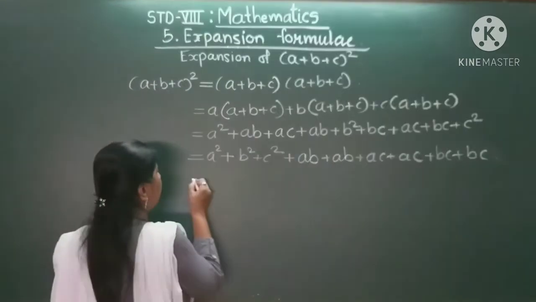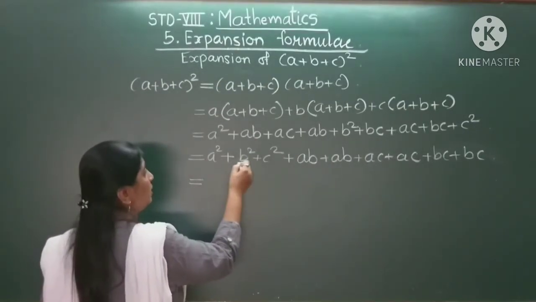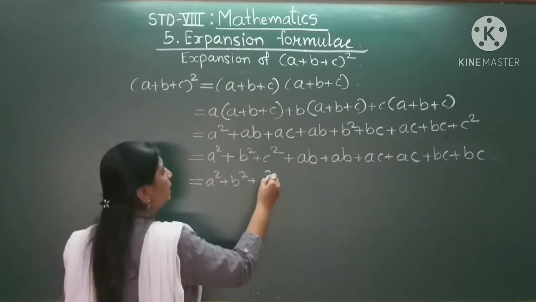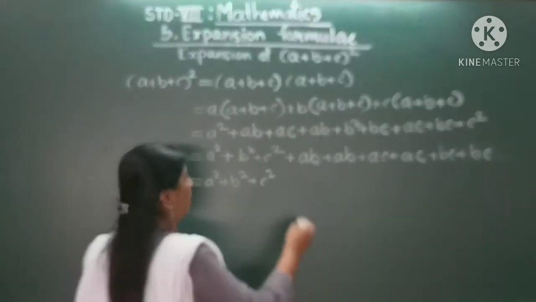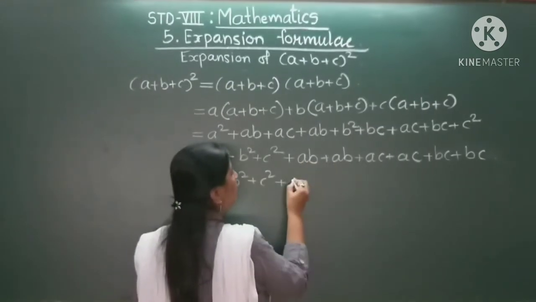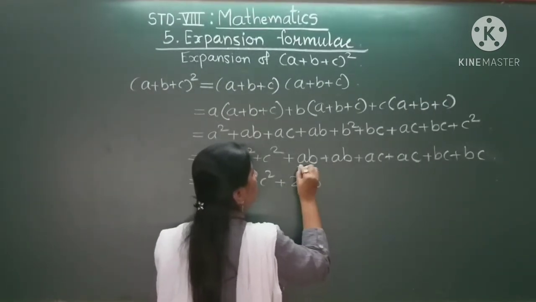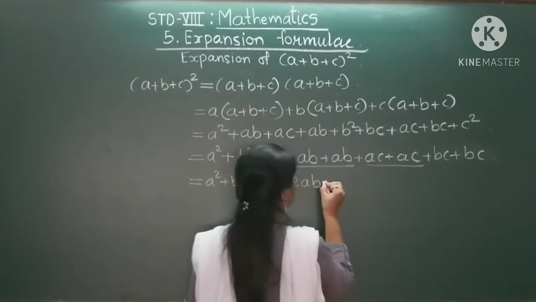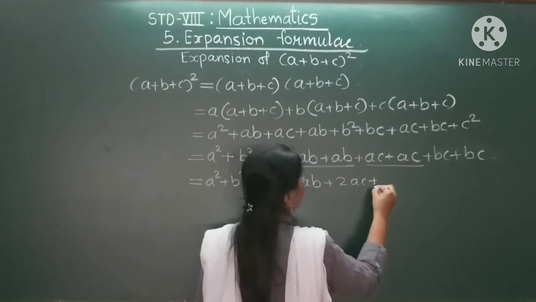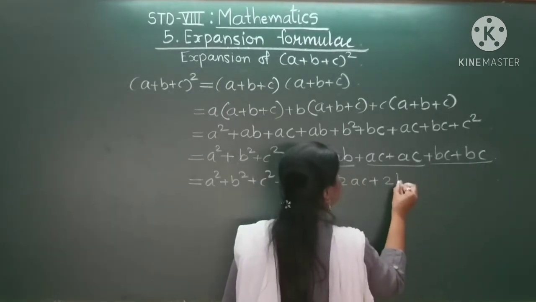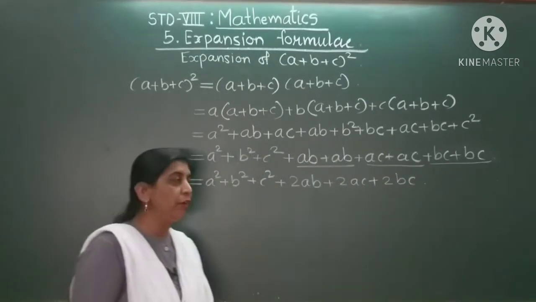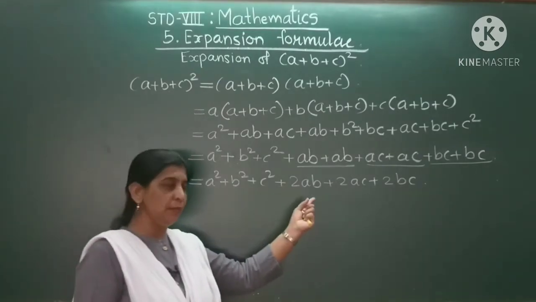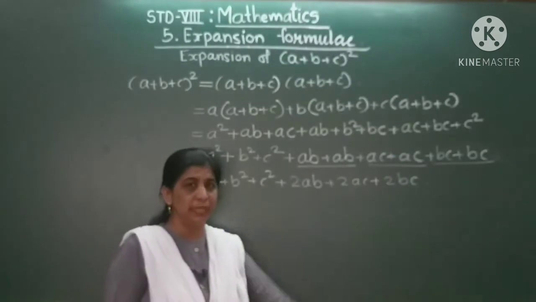Now let me see if the like terms can be added. These three terms will be written as they are: a square plus b square plus c square. Then ab plus ab will give me 2ab. Next you will see that again there are two terms, so plus 2ac, and again two terms, that is plus 2bc. So I have got a total of 6 terms: a square, b square, c square, 2 times ab, 2 times ac and 2 times bc.